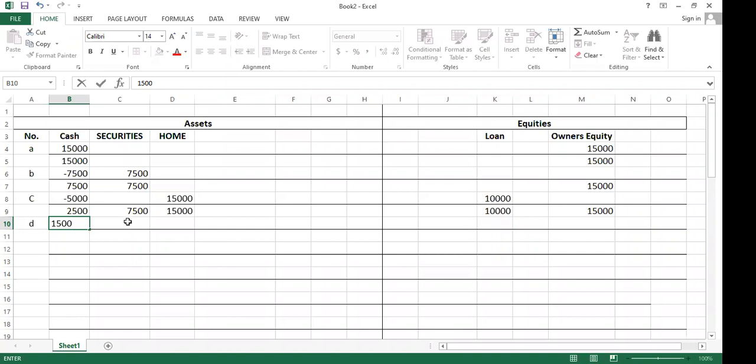and minus securities from securities 1,000, and this also same. 1,500 add and 1,000 deduct. After that the ultimate amount is 500 add.